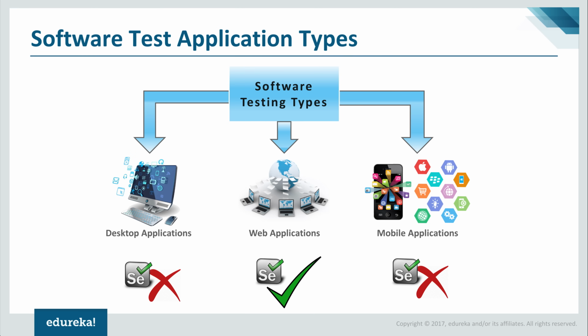Software applications on the desktop, let's say Microsoft Word, Notepad, VLC media player, are all applications which are local to your system. They do not need an internet connection to be up and running. So these cannot be tested by Selenium. Selenium can neither test any mobile applications, be it Android or iPhone or anything. Selenium can only test your web applications.